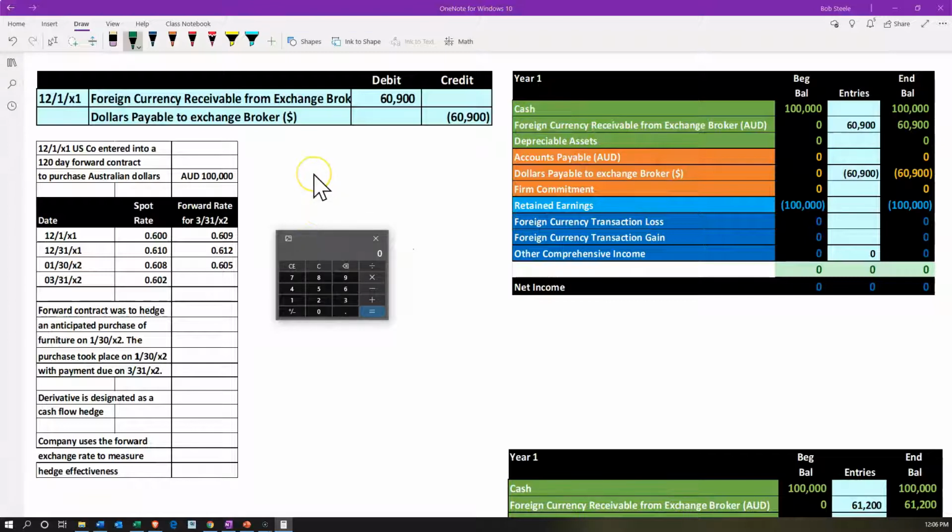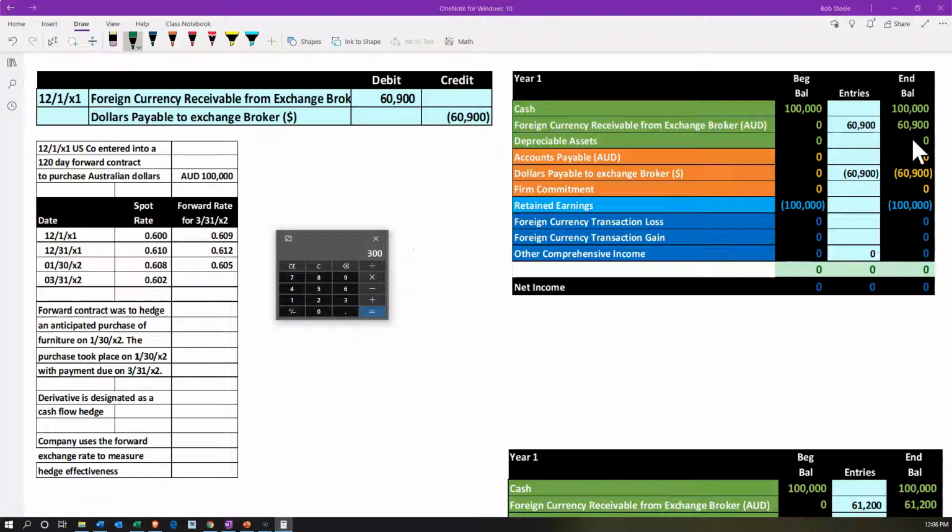So we're going to say, all right, now it's 100,000. We're going to be using the forward rate. We're still aiming at that point on 3/31, but now we're at a different present point in time, which is 12/31. So we're going to take that 100,000 times the 0.612. That's going to be the 61,200. Take that minus what's currently in there, the 60,900. That's going to give us a $300 difference.